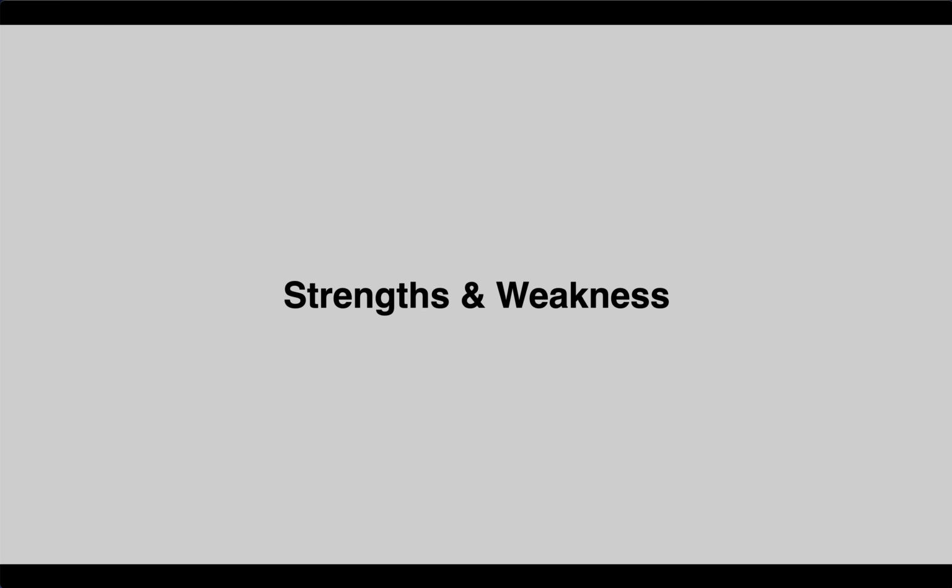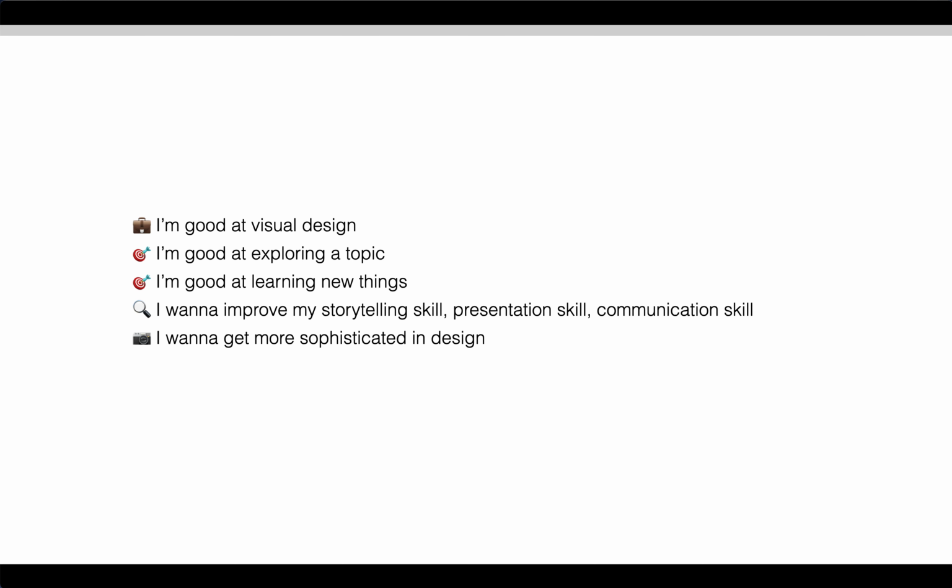Then I will talk a little bit about my strengths and weaknesses. First, I would say I'm good at visual design. I'm good at exploring a topic, and also I'm good at learning new things, except for language. But what I really want to improve is my storytelling skill, presentation skill, and communication skill. Because I'm not really good at language, you can probably see a lot of typos and grammatical errors in my design. But I think as a good designer, you really need to be good at explaining yourself, not just by your visuals, but also by your information, right? Information could be text, and the text is also part of the visual.